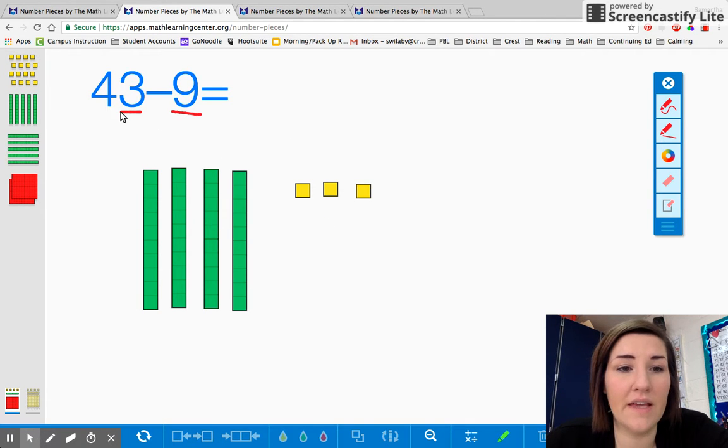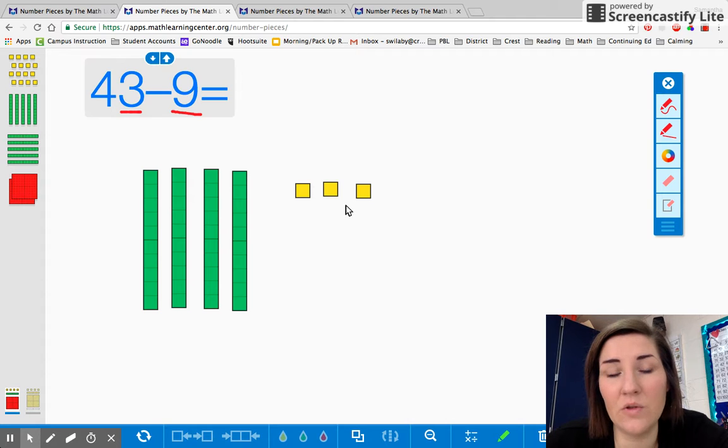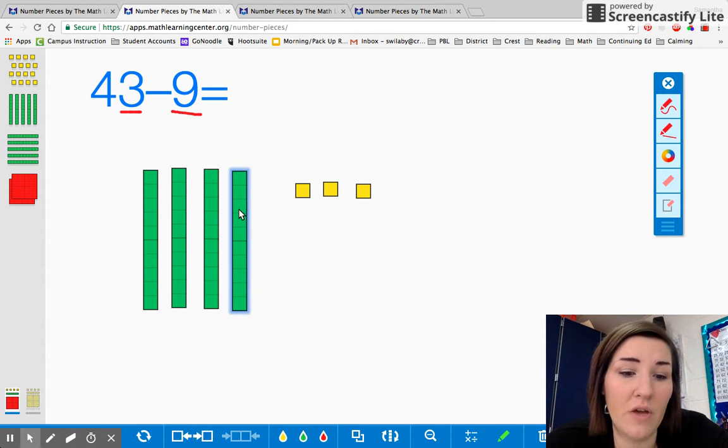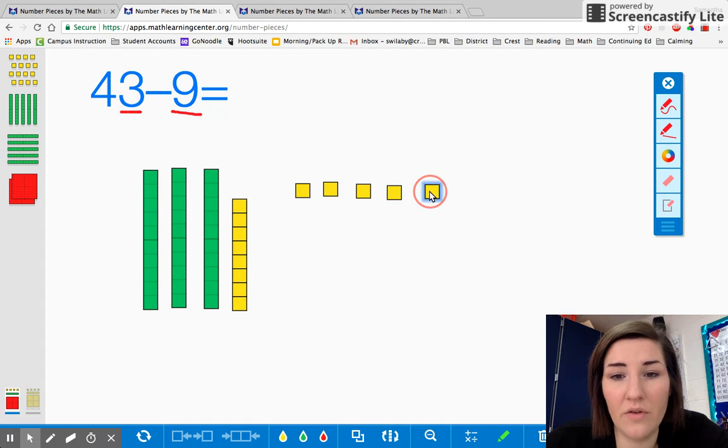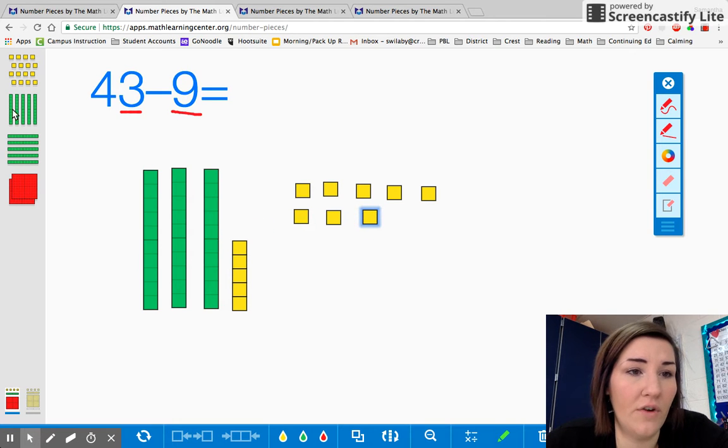Now, what I need to look at is those ones, to see if I have 3 ones right now, I can't subtract 9 from 3. That's too many. 9 is larger than 3. So what I have to do in this case is I have to take one of my groups of 10 and I have to break them apart into some ones. I'm regrouping or trading so that I have a group of 10 added. Notice that I didn't bring out any more ones from over here.